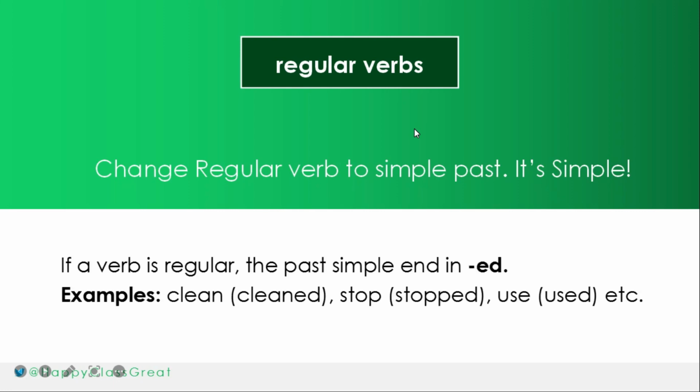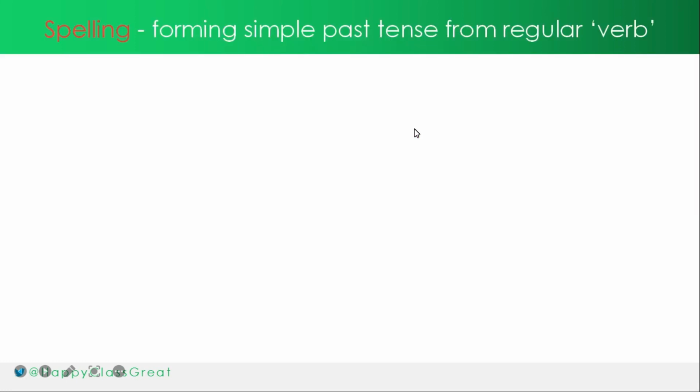So if a verb is regular, the past simple ends in -ed. For example, knee: in simple past we have kneed. Stop in simple past will be stopped, with that double p, you understand, and use will be used. Now, spelling: forming simple past tense from regular verbs.